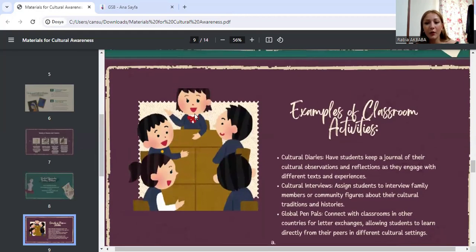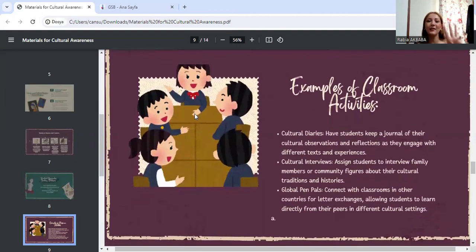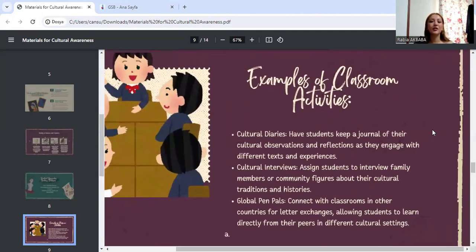And examples of classroom activities. I love three of them, but Global Pen Pals is my favorite. Let's check them. Cultural diaries: have students keep a journal of their cultural observations and reflections as they engage with different texts and experiences. I love that activity.